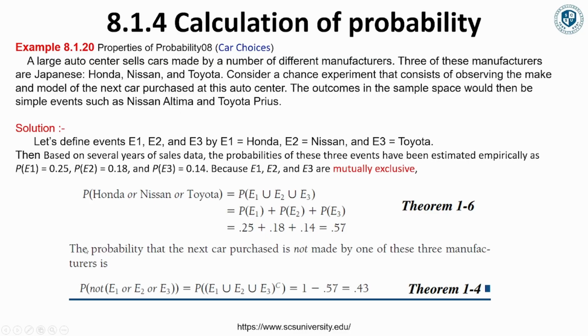2. By using Theorem 1, the probability that the next car purchased is not made by one of these three manufacturers is probability of not (E1 union E2 union E3) equals 1 minus 0.57 equals 0.43.